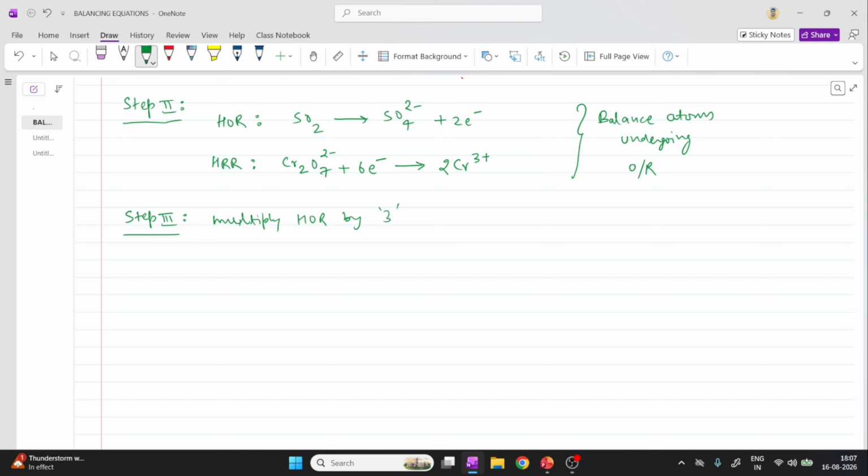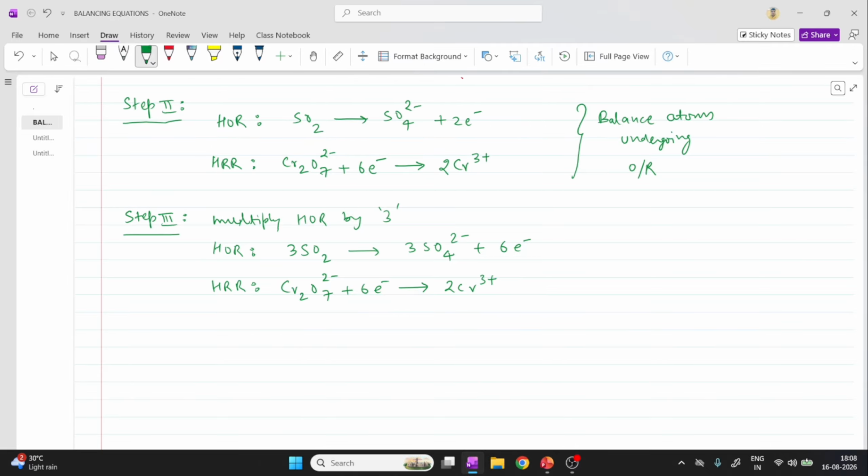When we multiply the half oxidation reaction by 3, it becomes 3SO2, which gives 3SO4 2- plus 3 times 2, which is 6 electrons. And the half reduction reaction we already have, as it is. So this will be Cr2O7 2- plus 6 electrons, giving 2Cr3+.